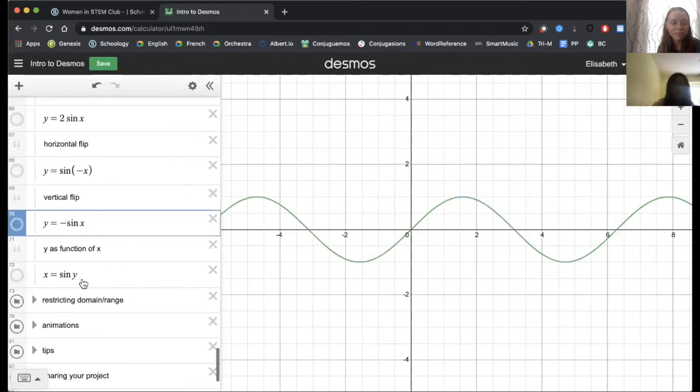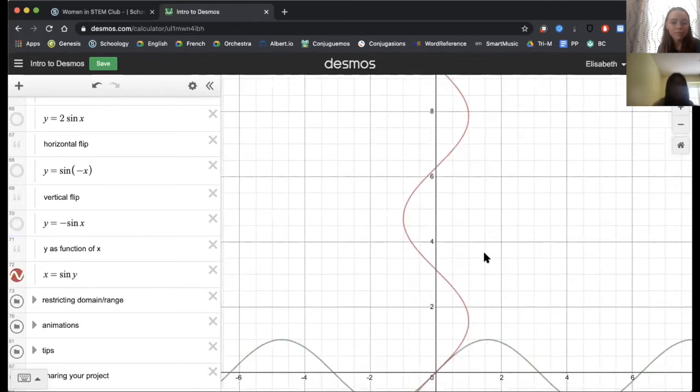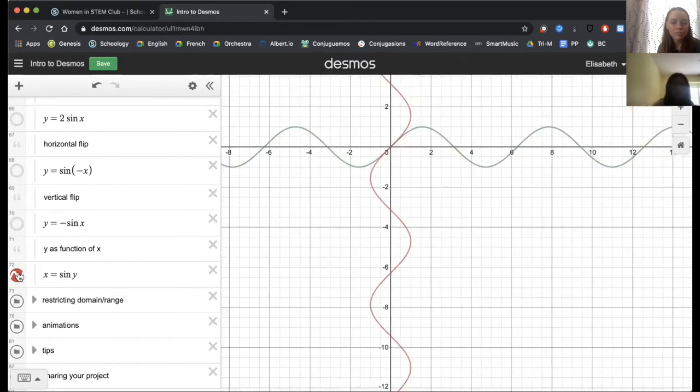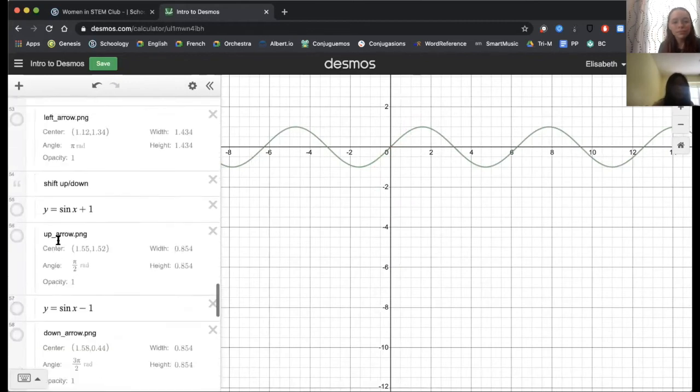You can also have x as a function of y. I know you're usually used to y as a function of x, but having it like this allows you to create the graphs at a different angle. A super useful thing is being able to restrict domains.